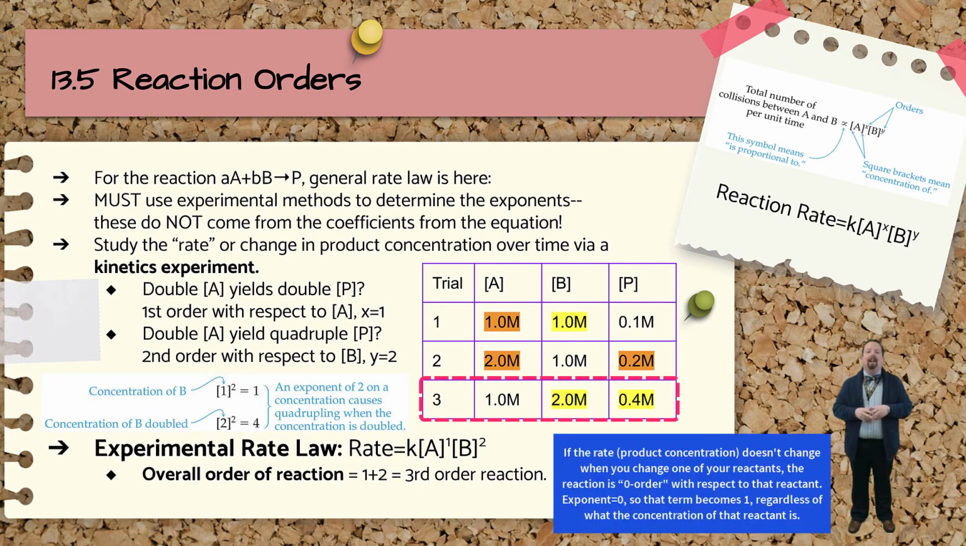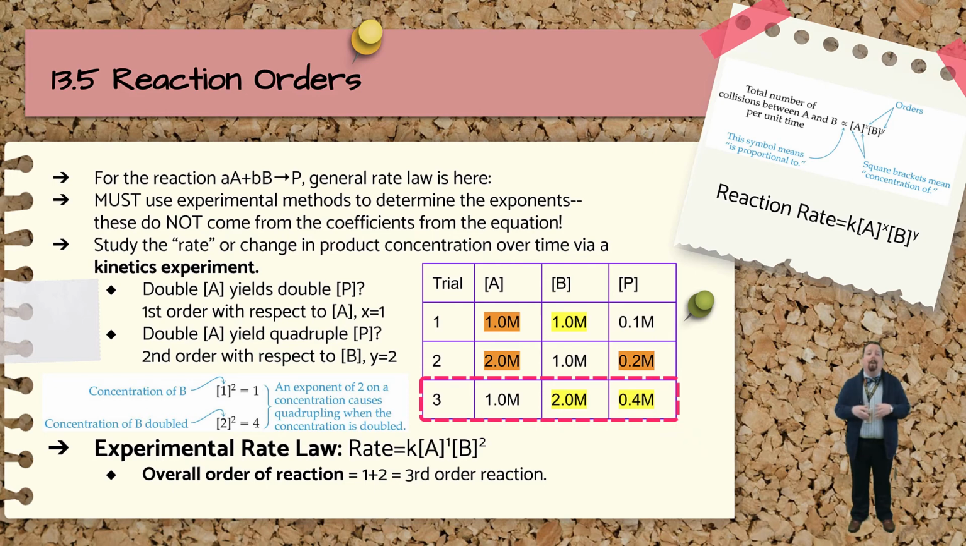If we were to change the concentration of a reactant and the rate doesn't change, that's called a zero-order reaction. Our exponent becomes 0, and then that term just becomes 1. It just disappears. It goes away. So if a reaction is zero order with respect to a certain reactant, that reactant doesn't show up in our rate law. There are other orders of reaction, such as fractional orders, but for the purposes of this class, we'll stick to 0, first, second, and the occasional third.